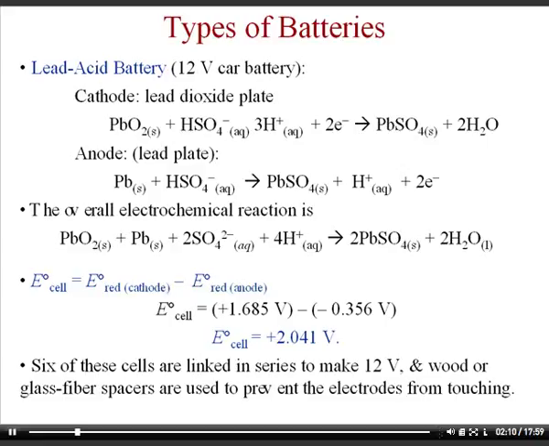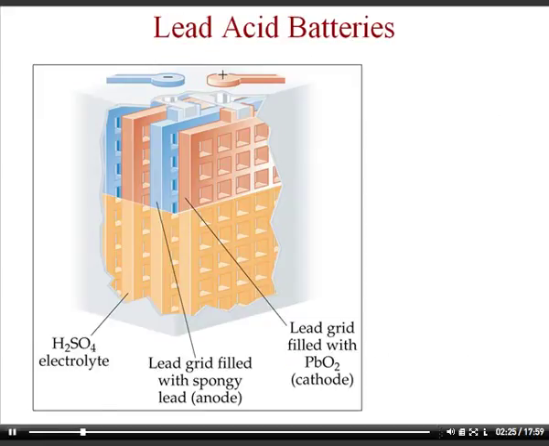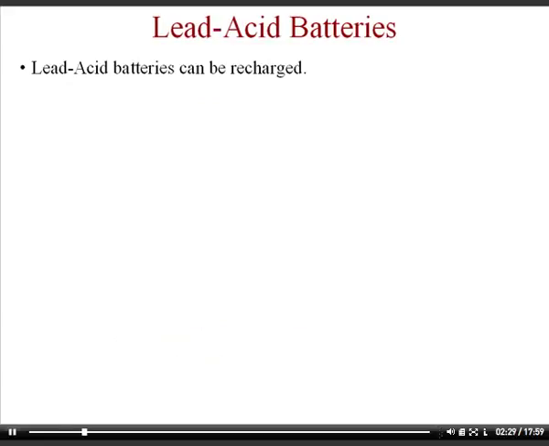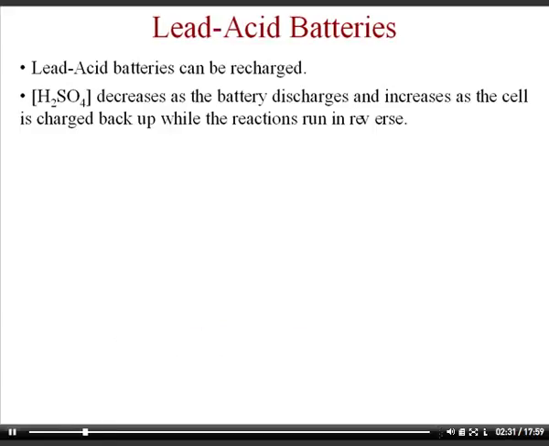And you have to separate the anode from the cathode reactions with wood or fiberglass spacers to prevent the electrodes from touching each other, and that would be a short circuit, and then you wouldn't have any productive electricity being produced. On the next slide is simply a picture of the lead-acid battery. Lead-acid batteries can be recharged.